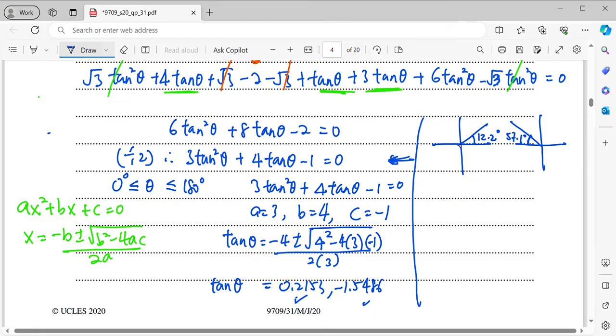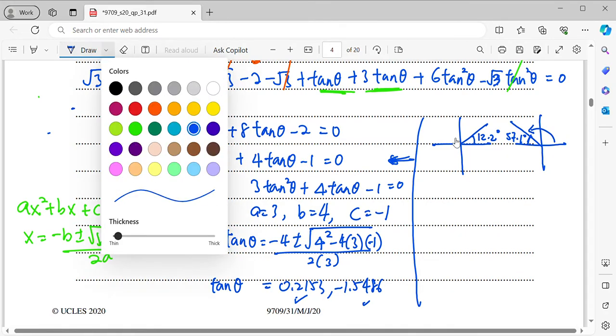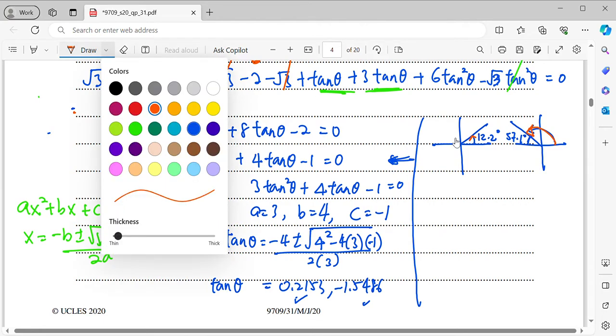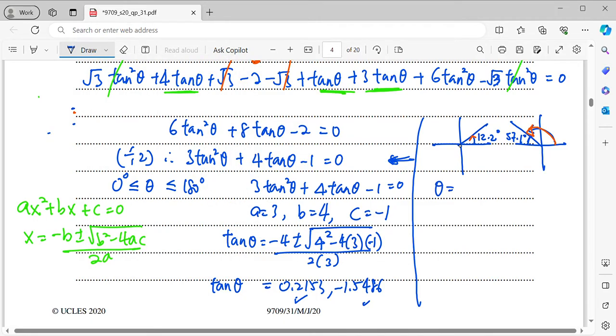But for the second angle, it will be the major angle here. This is our angle. That means from here, I will be getting theta is 12.2 degrees, and another one is 180 degrees minus 57.1 degrees. So at last, you will be getting theta is 12.2 degrees and also 122.9 degrees. So that's the solution of this question.